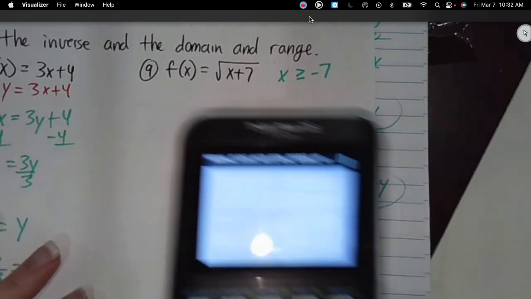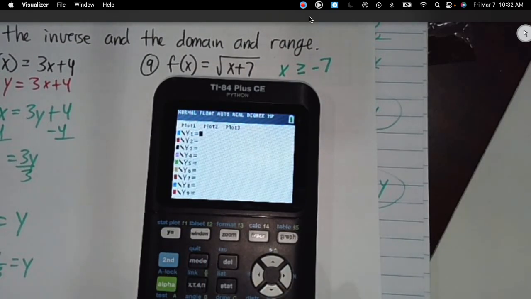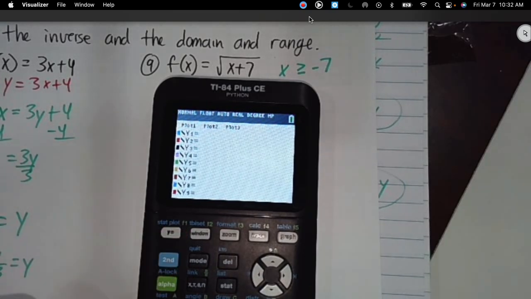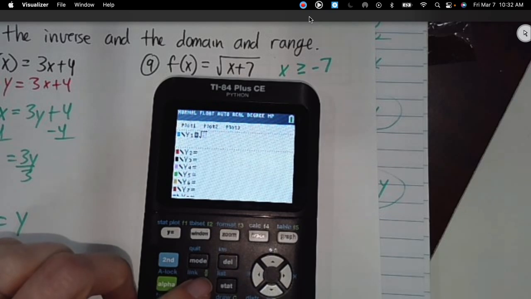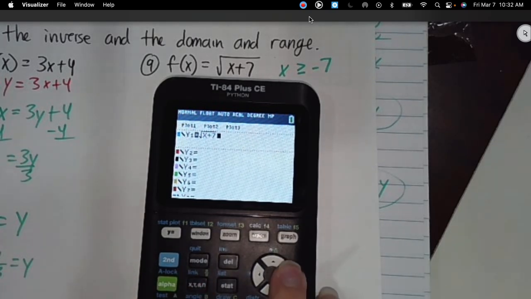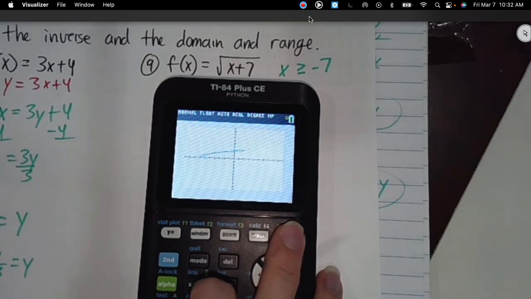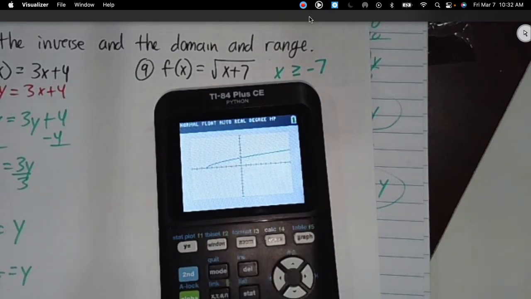Let's go ahead and graph it. This is actually what we're doing Monday and Tuesday. We are graphing these on Monday and Tuesday. So you do the square root of x plus 7. It's going to start at -7.